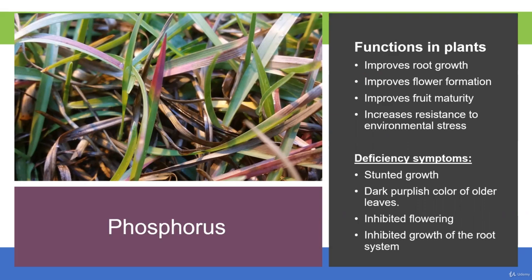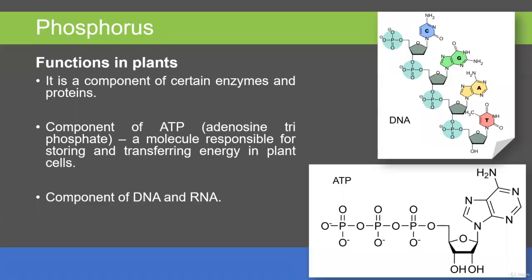Phosphorus. Phosphorus improves root growth. It improves flower formation. It improves fruit maturity, and it increases the resistance of the crop to environmental stress. Deficiency symptoms include stunted growth, dark purplish color of the older leaves, inhibited flowering, delaying flowering, and inhibited growth of the root system.